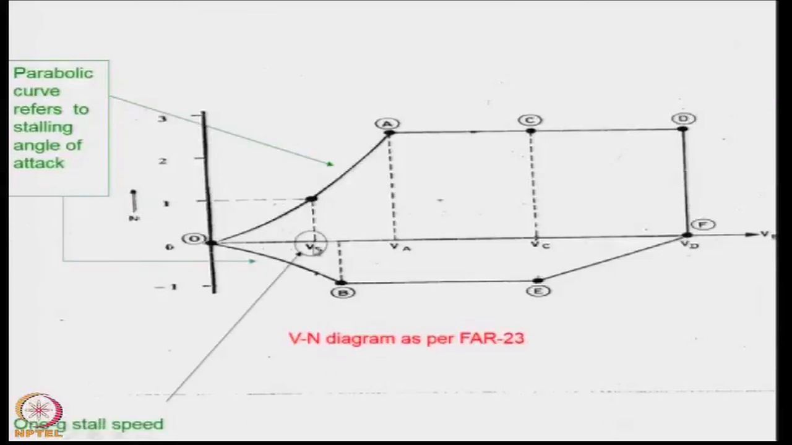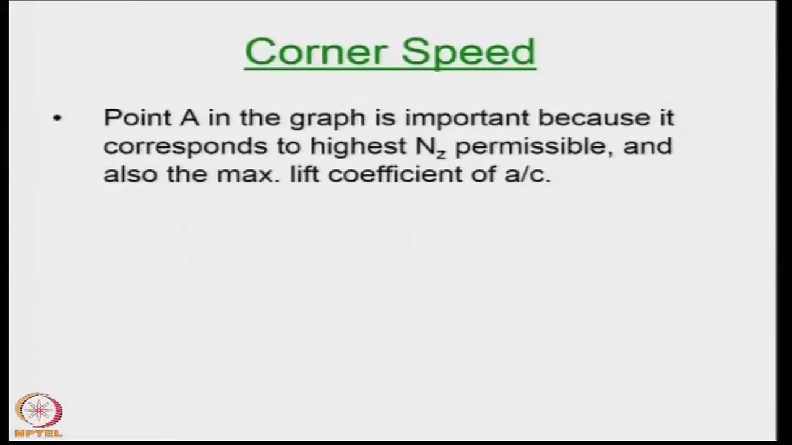Vs corresponds to the 1 g stall speed or level flight stall speed. So, the load factor is 1 and the speed is equal to Vs, the stalling speed. The point Va corresponds to a speed called the corner speed. Notice that point A corresponds to the highest vertical load factor and also the highest possible speed Va. So, the corner speed is a very interesting value. Point A on the graph is important because it corresponds to the highest possible load factor as well as the maximum lift coefficient.